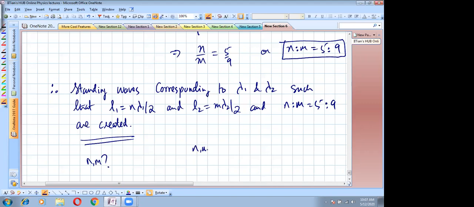So n and m as a pair, the minimum possible value is 5 and 9. Because if n is smaller than that, then m will not be an integer. This is the smallest ratio of two integers which have a ratio of 5 is to 9. If that ratio, for example, had come out to be 4 is to 6, then it would have broken down to 2 is to 3. But here 5 and 9 are co-prime. The next possible pair is 10, 18. The next possible pair is 15, 27, and so on and so forth.